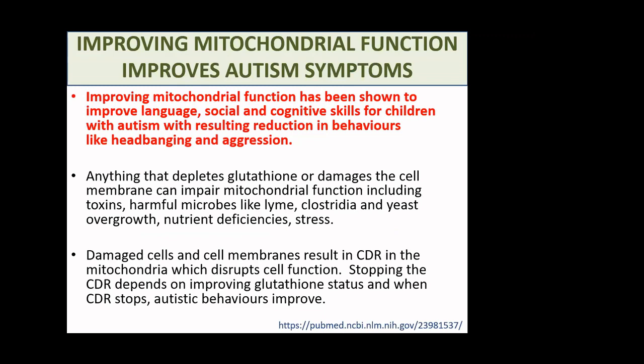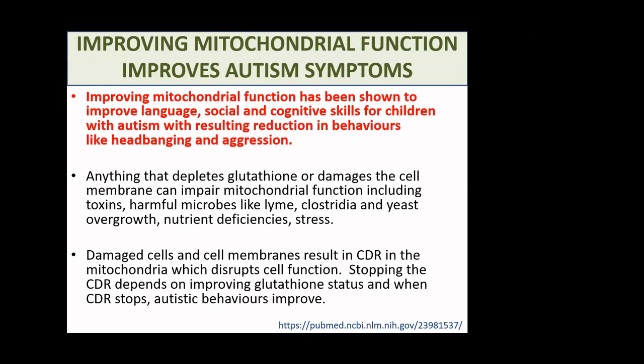Improving mitochondrial function improves autism symptoms. Studies have shown that improving mitochondrial function improves language, social, and cognitive skills for children with autism, with a resulting reduction in behaviors like head banging and aggression. Anything that depletes glutathione or damages the cell membrane can impair mitochondrial function, including toxins, harmful microbes like Lyme, Clostridia, and yeast overgrowth, nutrient deficiencies, and stress.